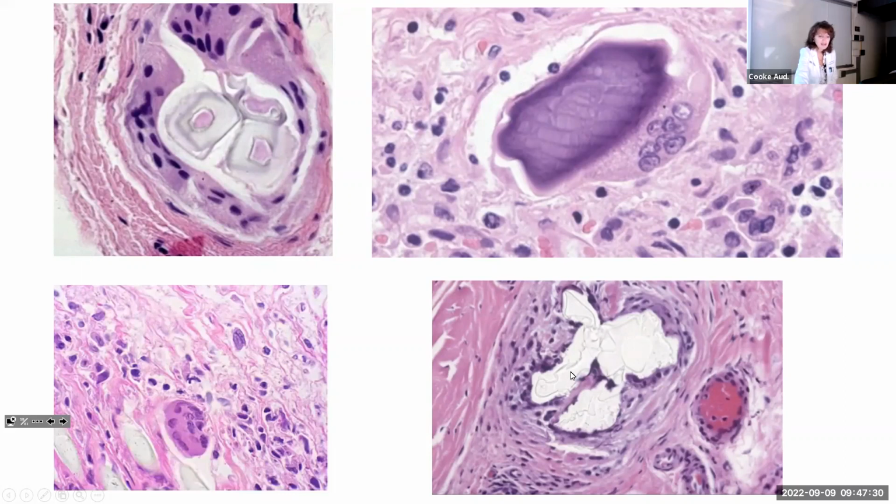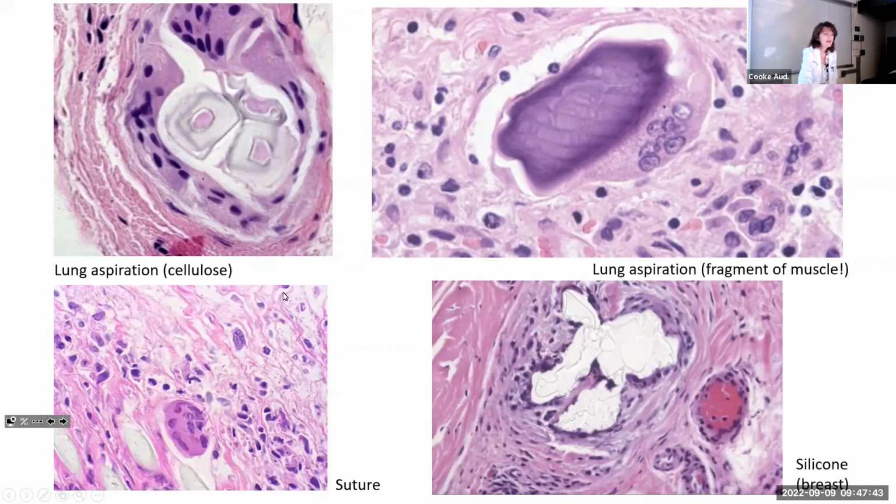Here, I see some crystals. Can you appreciate them? I'm going on the outline. Surrounded by multinucleated giant cells. Cellulose in the lung, aspiration pneumonia. Fragment of a muscle in a lung, aspiration pneumonia. Sutures, also trying to be contained. And in the breast, foreign body in the breast.